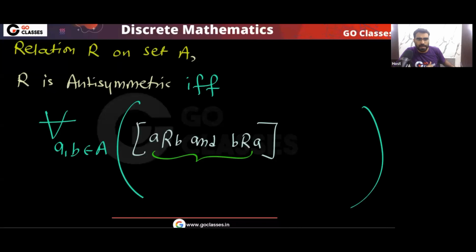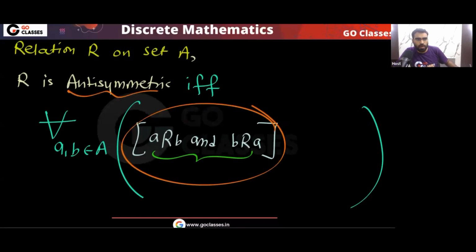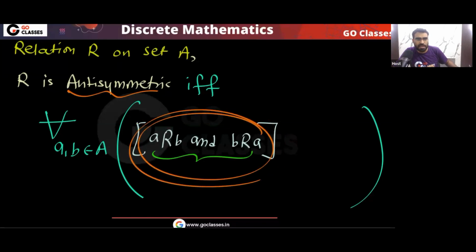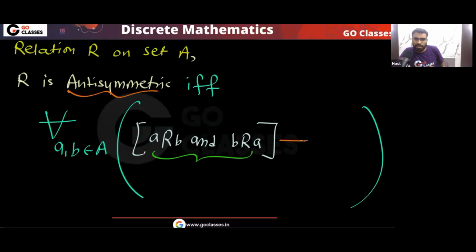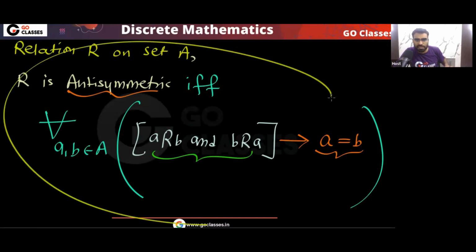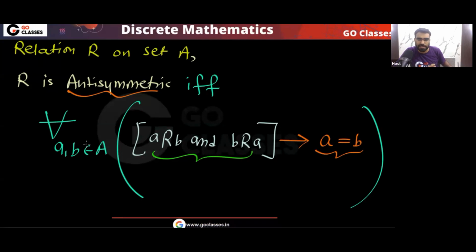Tell me. In the antisymmetric relation for element A, B, if A is related to B and B is related to A, then can it happen that A, B are different? No. Then in this situation, A must be equal to B. Okay, yes or no? So this is very famous. I can say this is the most useful definition of antisymmetric relation. I hope you understood. Remember there are two definitions that you should understand for antisymmetric relation. You can use any of them.